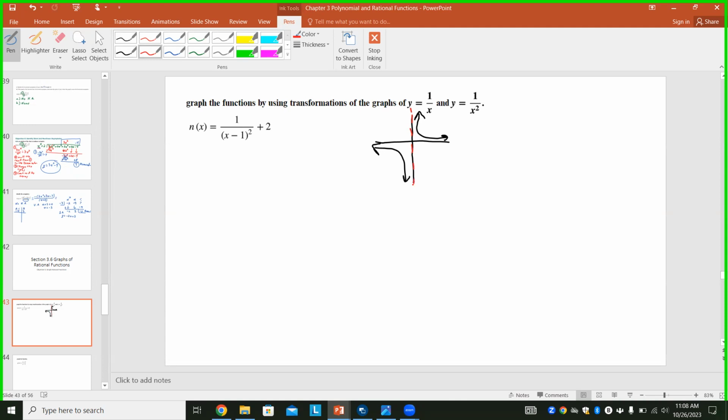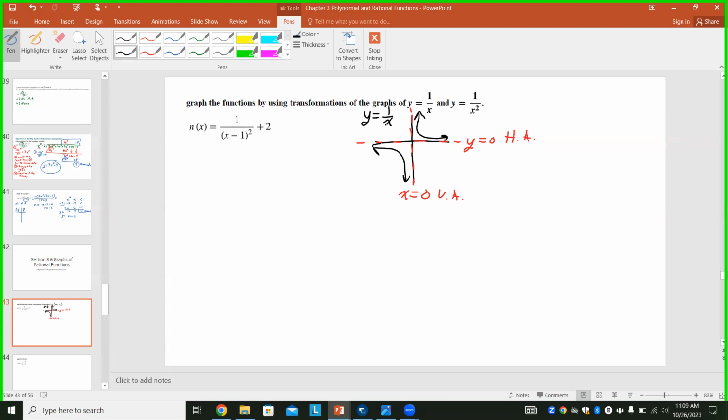Okay, so it has a vertical asymptote at x equals 0. And then it also has a horizontal asymptote at y equals 0. So remember, this would be the horizontal asymptote. This would be the vertical asymptote. So that's a function that we are already familiar with. And again, this was the y equals 1 over x parent function.